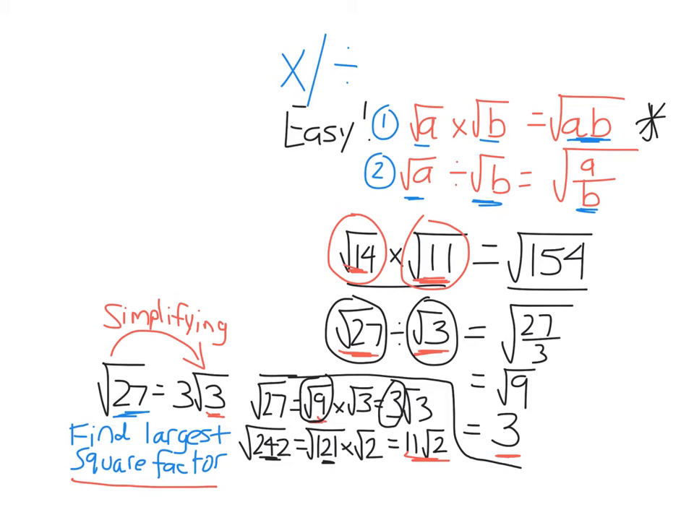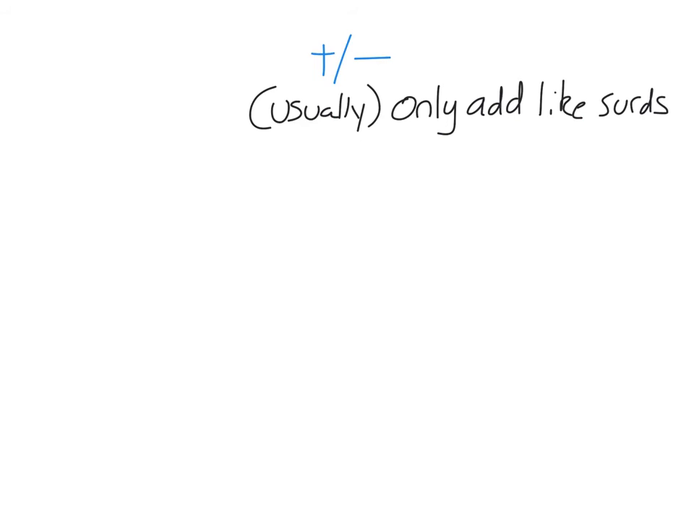All right, let's now look at addition and subtraction of surds. When we're adding and subtracting surds, it's a little more complicated than multiplying and dividing, because addition and subtraction aren't necessarily compatible with powers. So what is actually happening is we can only add or subtract like surds. It's similar to algebra where you can only add or subtract like terms.